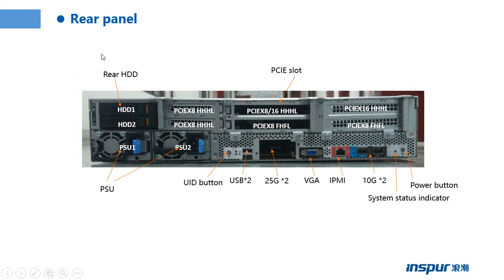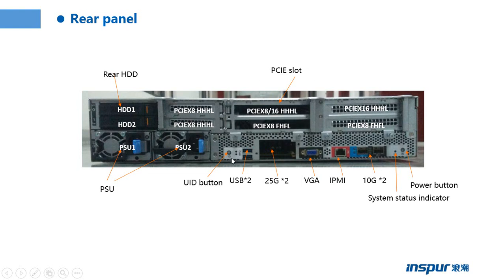This page shows the rear panel. From this page, we can see it can support two rear hard drives, the hard drive 1, the hard drive 2. Those two are the PSU power supply units. This one is the PSU 1. This one is the PSU 2. This part shows the PCIe slots 1, 2, 3, 4, 5, 6.